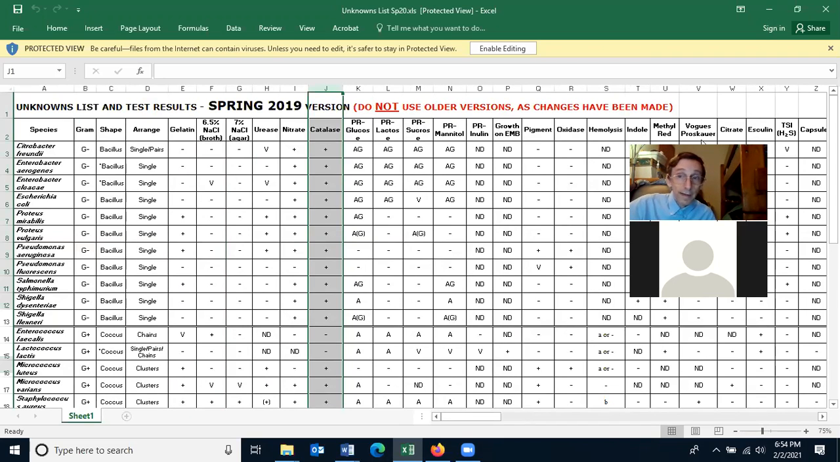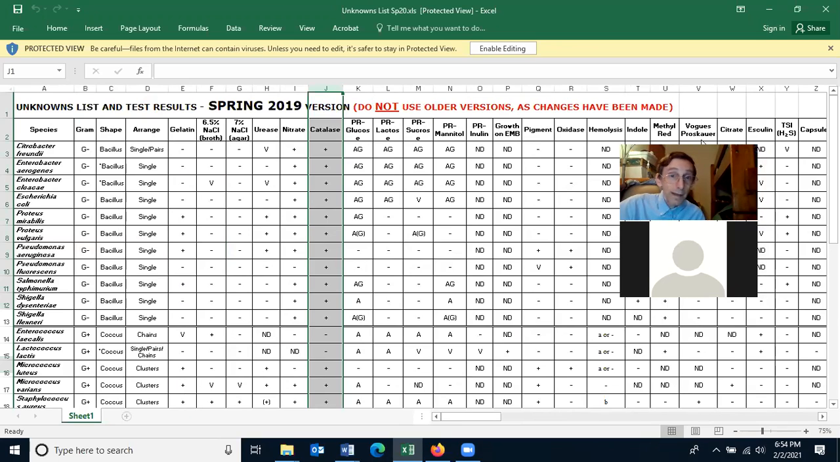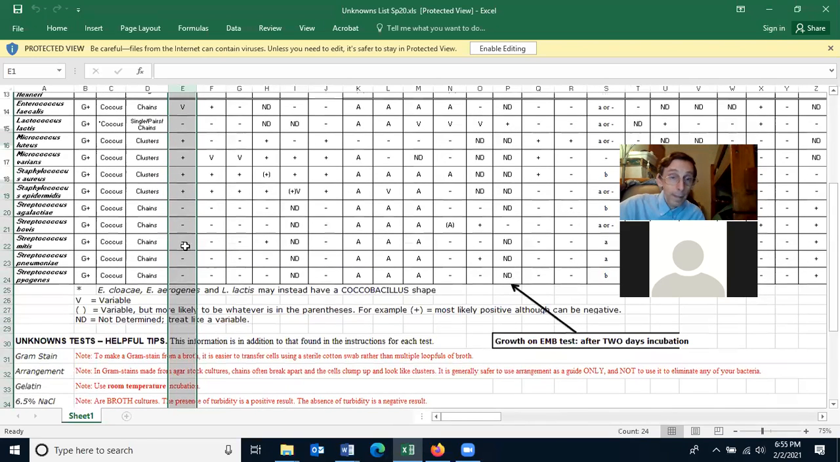And so on one of the tests, you will be given the gram test. You will immediately narrow to either the gram-negative or the gram-positive bacteria. If you look at the gelatin results here, that's another test. About half are plus, half negative. Okay.